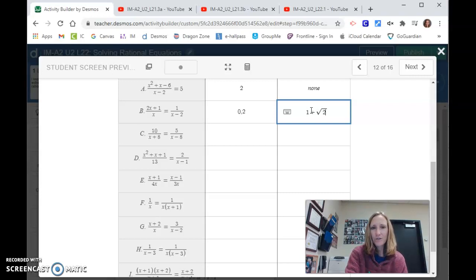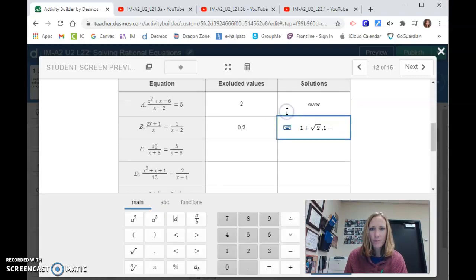Again, I'm separating my answers with commas, no spaces. So notice here it's just 0, 2, no spaces. So 1 plus radical 2, comma. And then I want 1 minus radical 2. Another way to get that square root symbol is to open up that keypad and find the square root symbol, and I can type it that way.